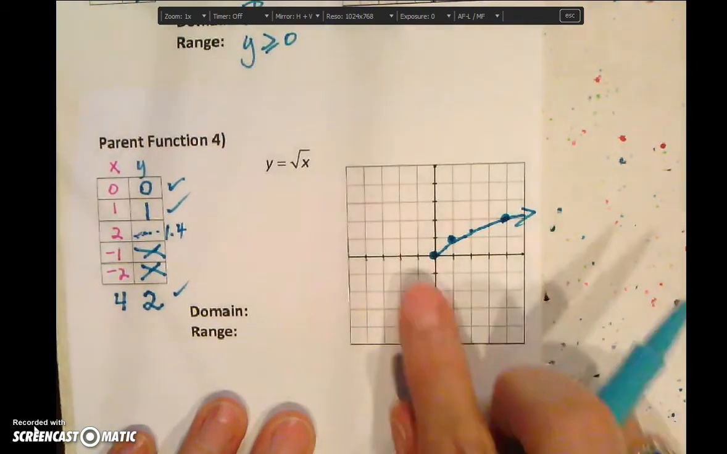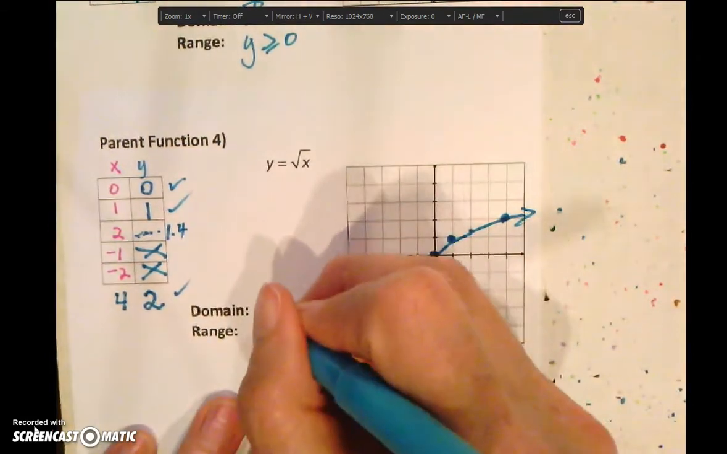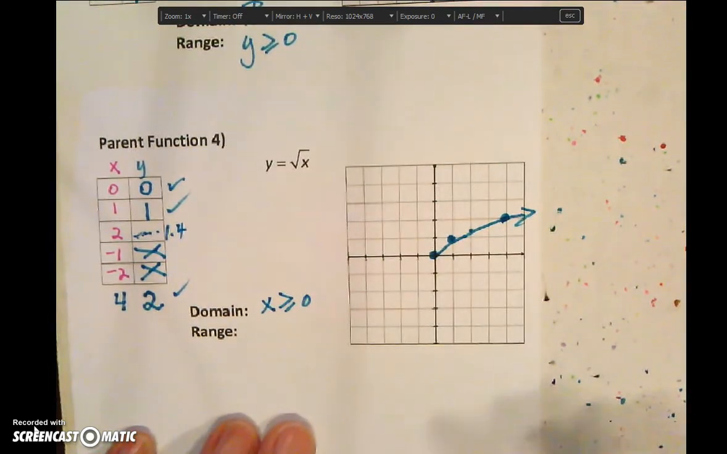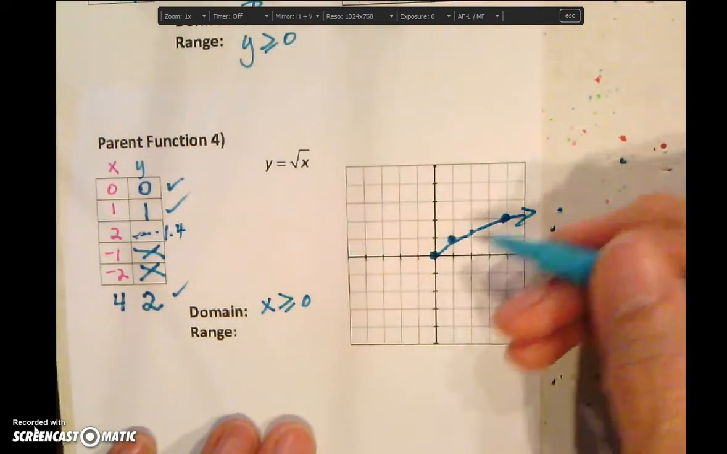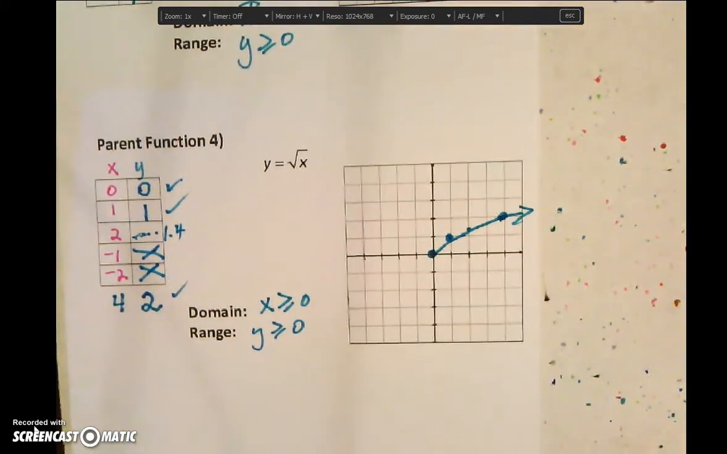Domain, this time the domain starts at 0 and goes to the right. So x has got to be greater than or equal to 0. And the range also starts at 0 and goes up. So y also is going to be greater than or equal to 0.